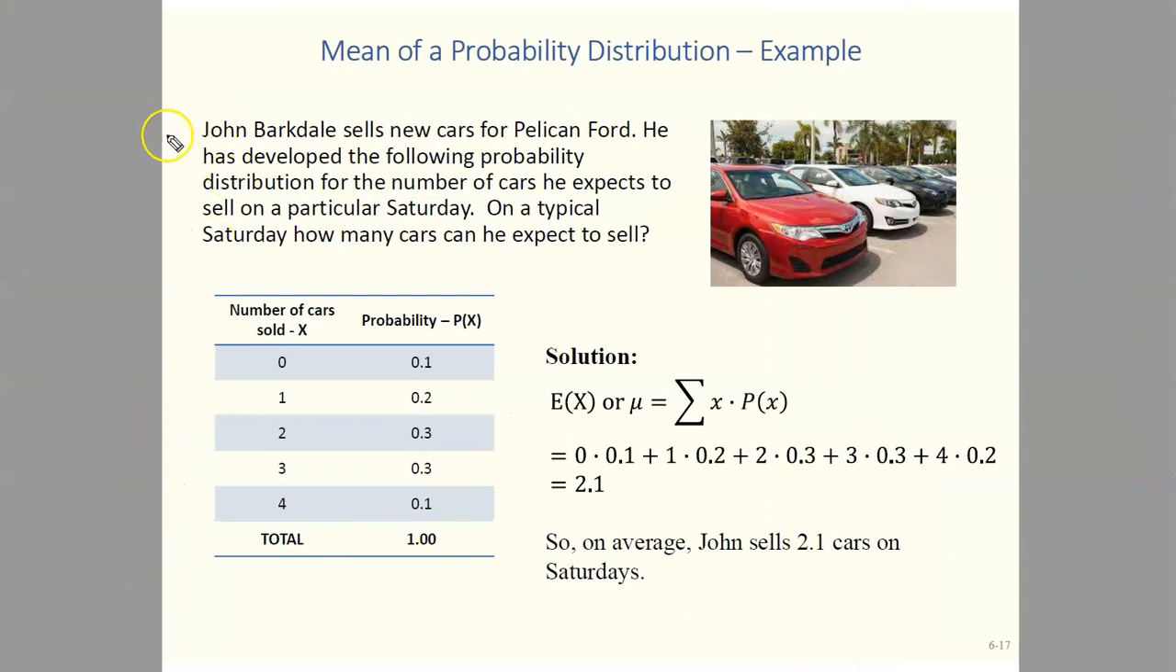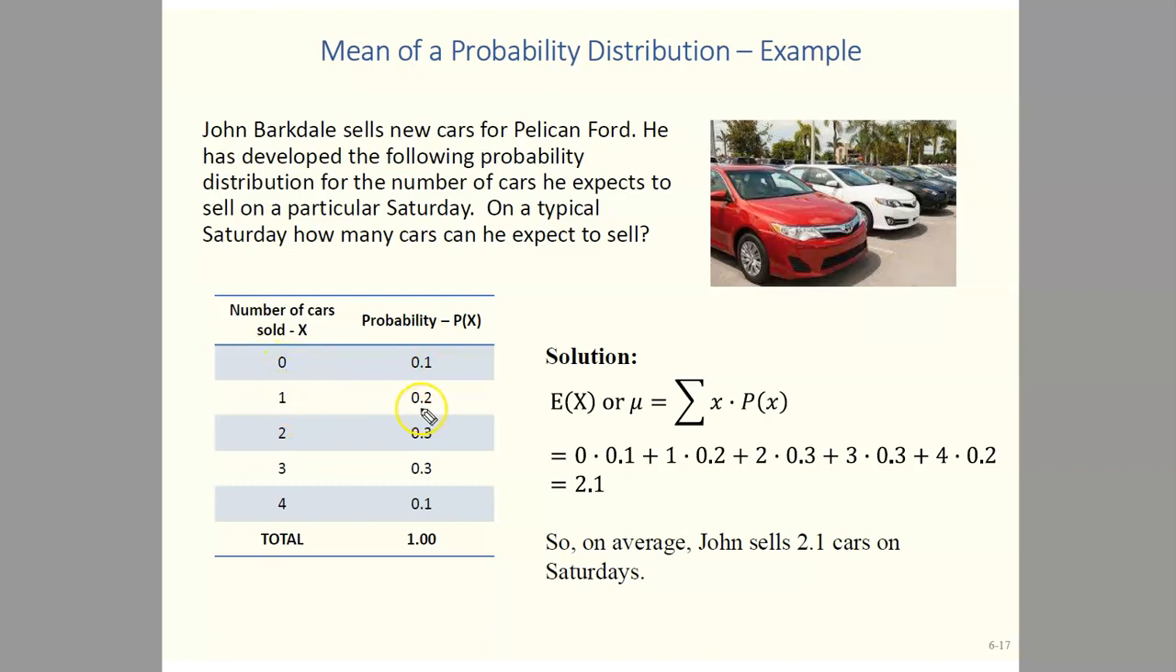For this example, we have a car salesman, John Barkdale, who sells new cars, and he has developed the following probability distribution for the number of cars he expects to sell on any given Saturday. We read this table as follows. He can expect to sell 0 cars on a given Saturday with a 0.1 probability. So on any given Saturday, there is a 10% chance that he will sell no cars.